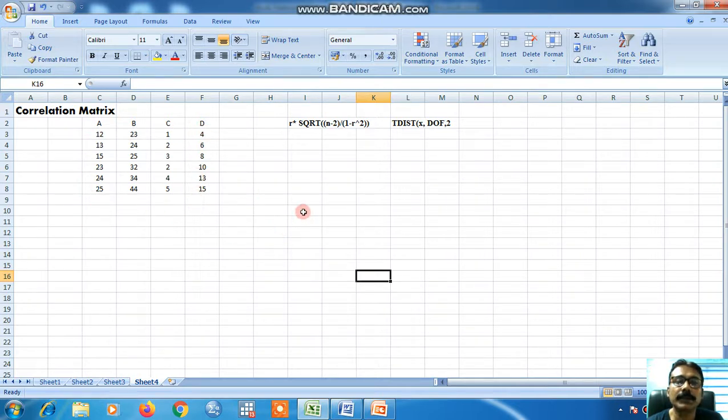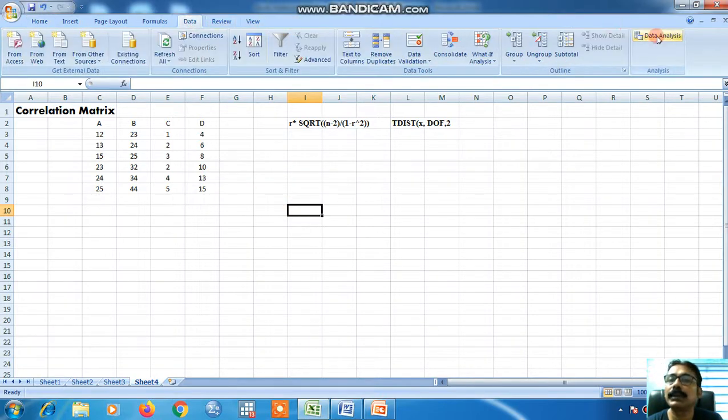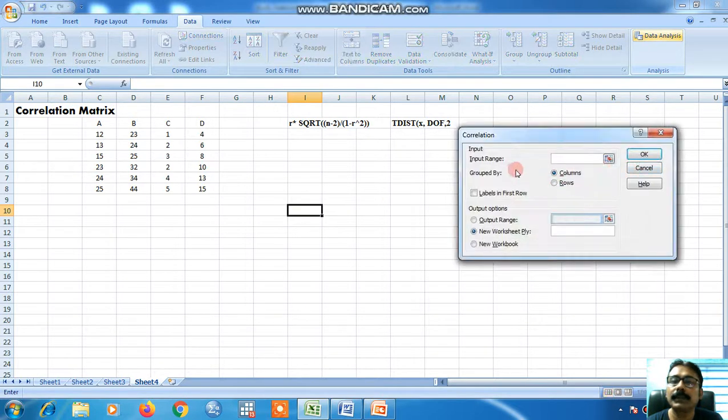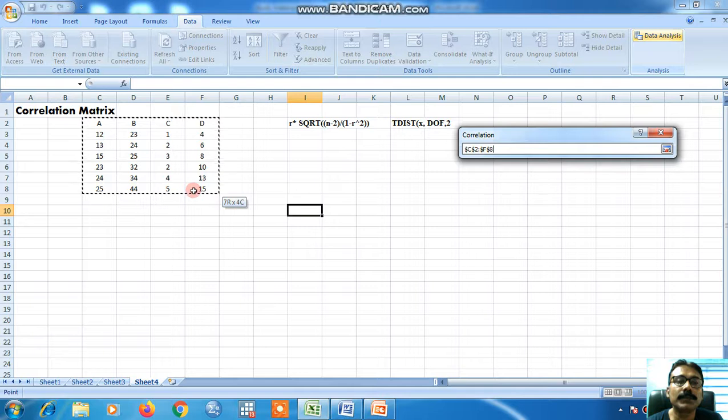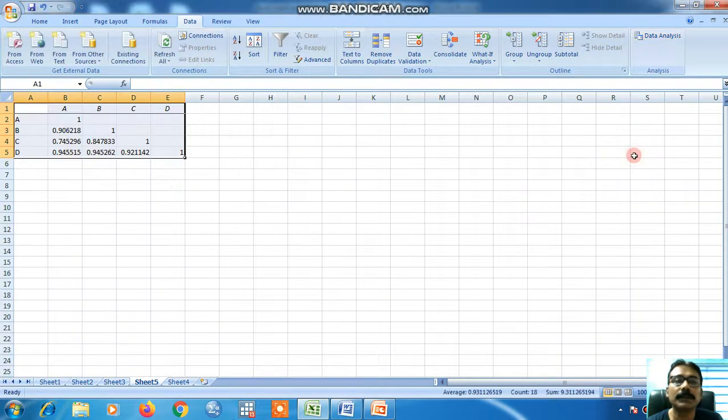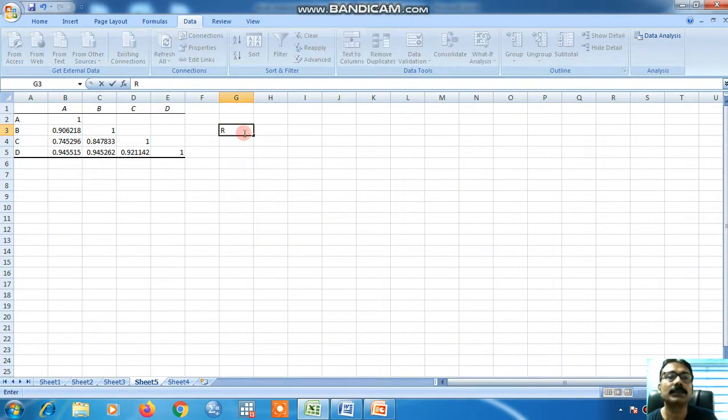For calculating the correlation matrix, first you have to calculate R. How can you calculate it? Go to Data Analysis, go to Correlation. Then go to Input Range and highlight this. Since you have taken A, B, C, D as variable names, click here, Labels in the first row. Click OK. This is the correlation matrix, Karl Pearson's correlation matrix R. Since the perfect correlation of A and A is 1, B and B is 1, all the diagonal elements are 1.